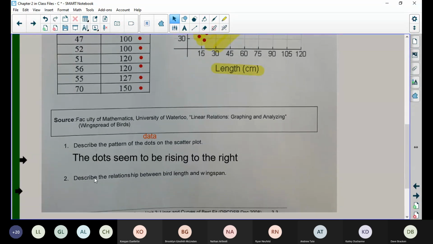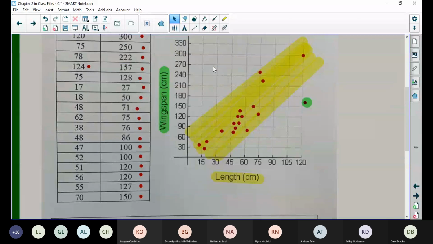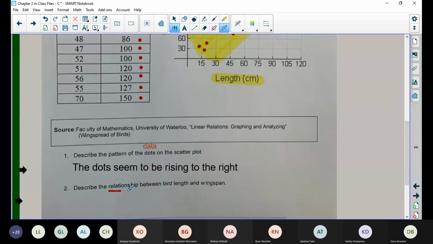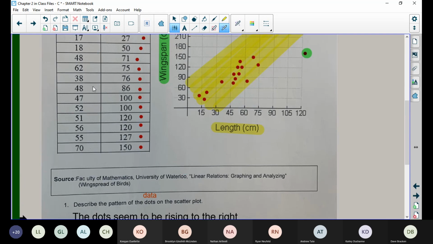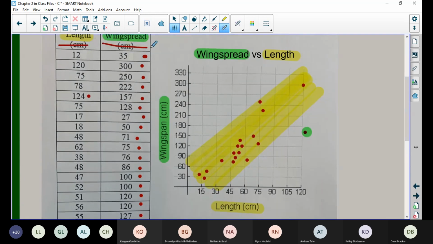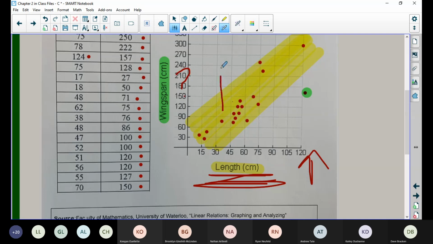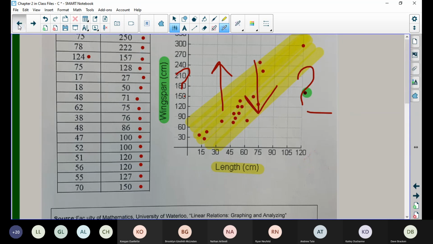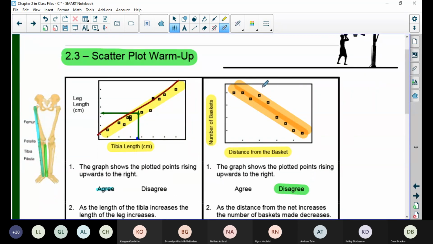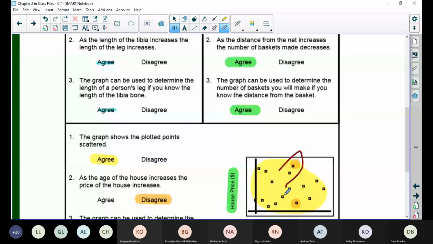But then when we go to the bottom, describe the relationship. Well, this is a little different between the bird's length and the wingspan. Whenever it says describe the relationship between the two variables, do you see the bird length right here and the wingspan? You always start off by this one increasing. When the bottom one increases, automatically, what happens to the side one? Does it increase? Does it decrease? Or is there no relation? If I were to go back, does the side one increase? Does it decrease? Or is there no relation?